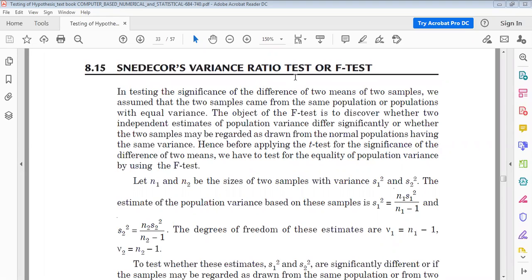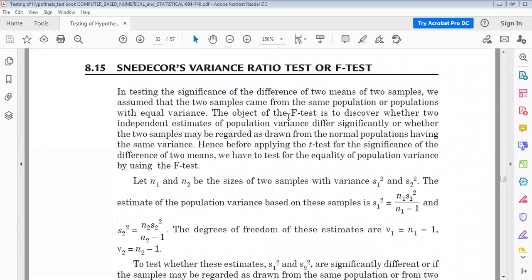Variance ratio test or capital F test, also called Snedecor's variance ratio test. In testing the significance of the difference of two means of two samples, we assume that the two samples come from the same population or populations with equal variance. That means the variance will be equal for the population or sample.